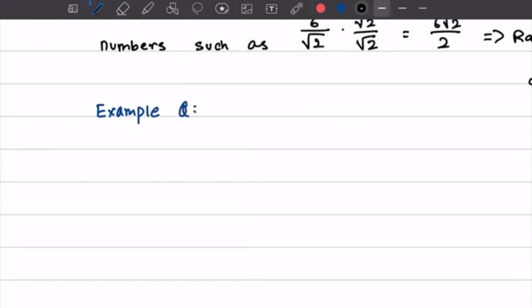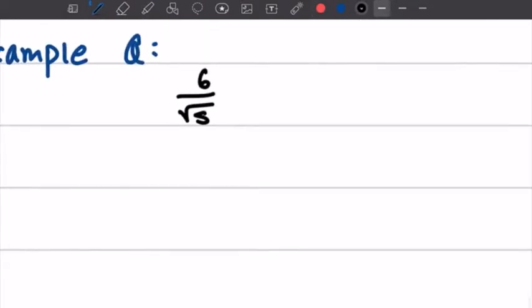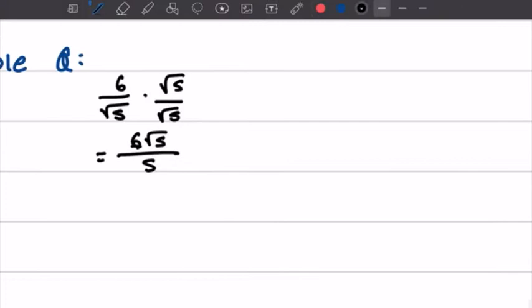Okay, so you have the question. It says write with an integer denominator. Integer denominator is the same thing as just having a normal number as a denominator. So the question is 6 over root 5, and we have to rationalize this. All you do is multiply by square root 5 over square root 5, and this just becomes 6 root 5 divided by 5. This is how you rationalize something. Let's look at another one.